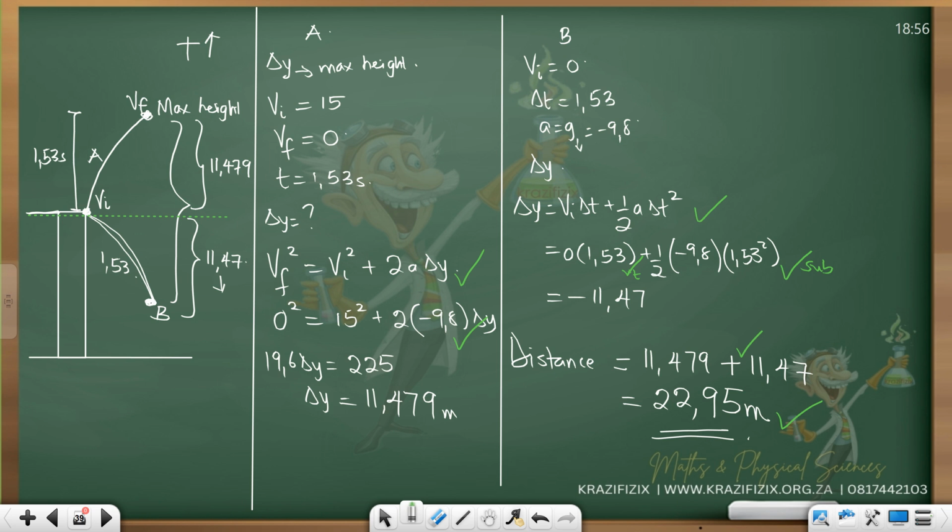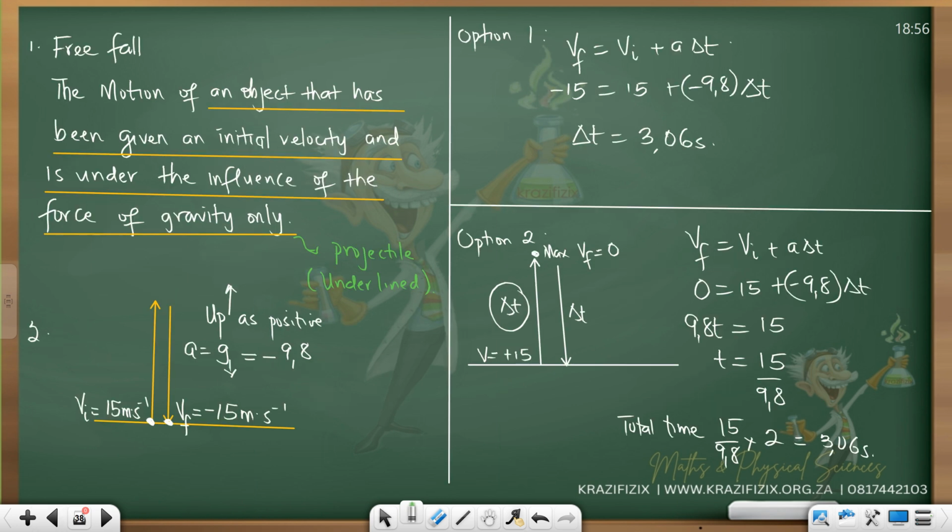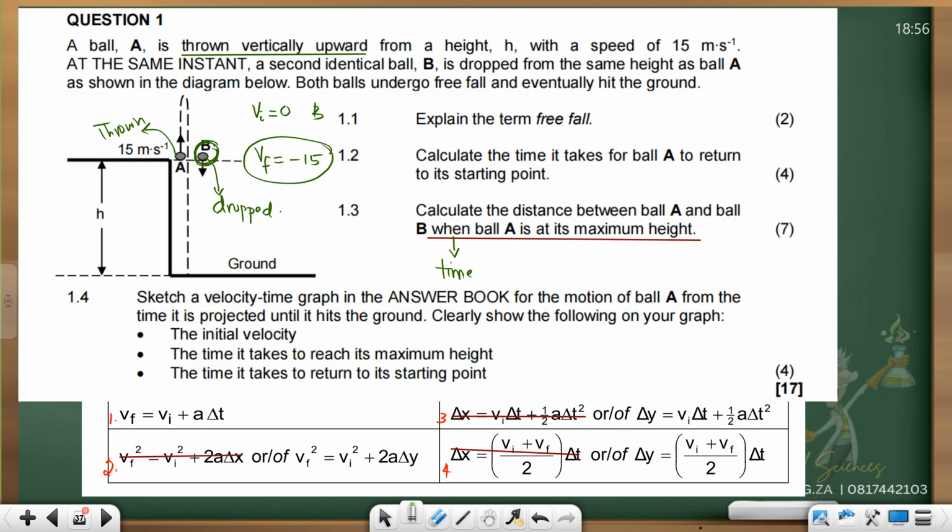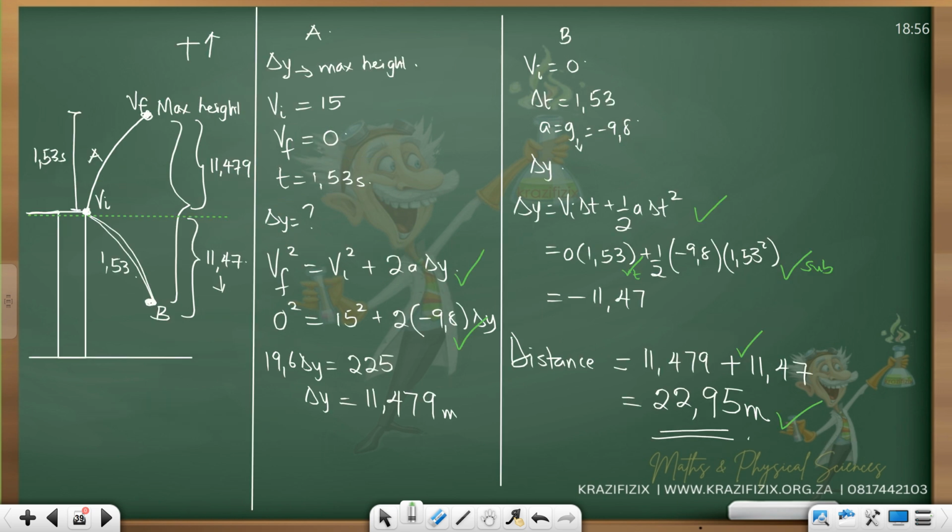Yeah. Awesome, beautiful, guys. Quickly, let's draw. What's the next question? Sketch a velocity time graph in your answer book for the motion of A from the time it is projected until it hits the ground. All right, I think that's very straightforward. Let's see. I want to draw displacement. I want to draw velocity. I want to draw acceleration of object what? A. Let's draw A only for now.